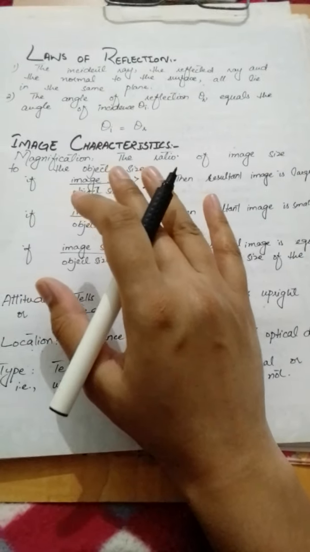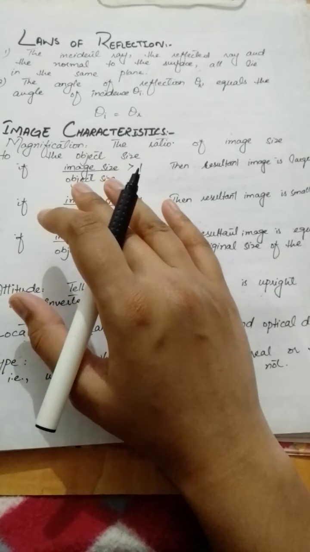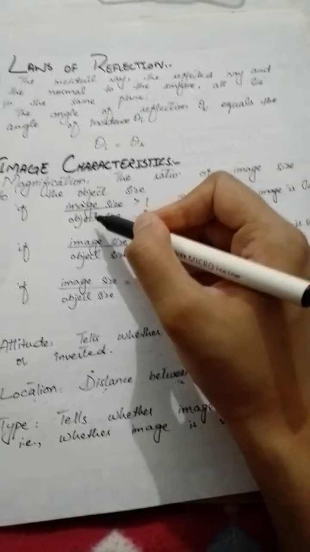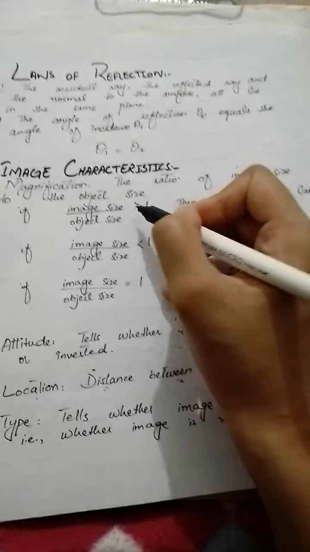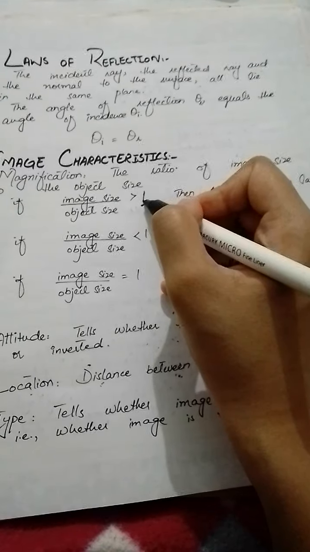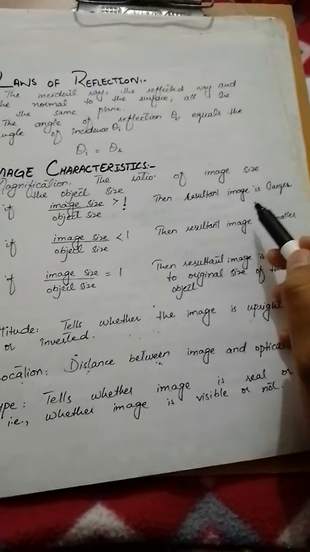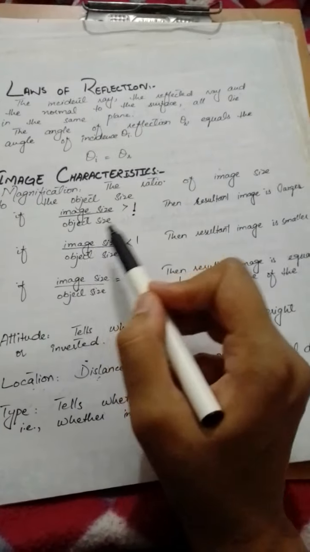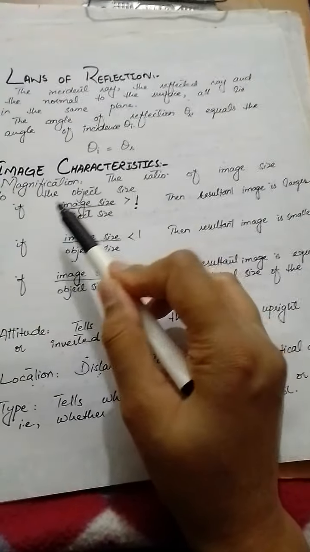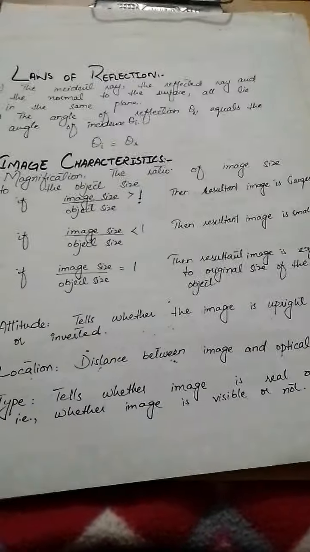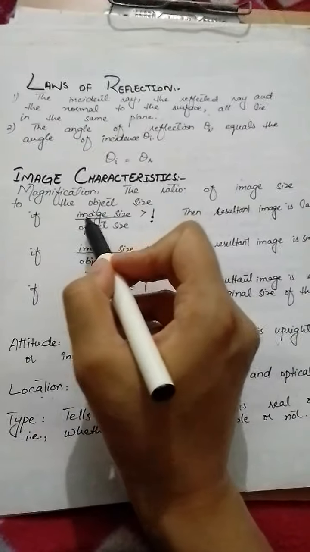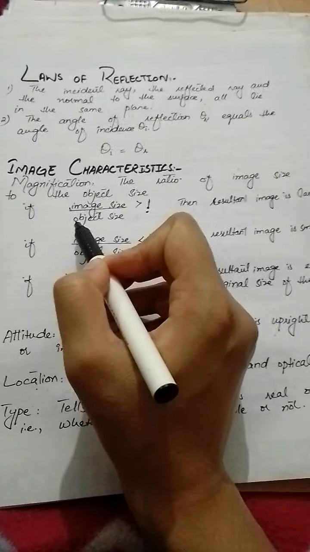Magnification: the ratio of image size to the object size. Very simple. The bigger the image size relative to the object size, the ratio is greater than 1 and the image would be larger or magnified. Because if the object size is small and the image size is larger, then obviously, common sense, the resultant image is larger. Image size is the resultant image, object size is the actual size of the object.